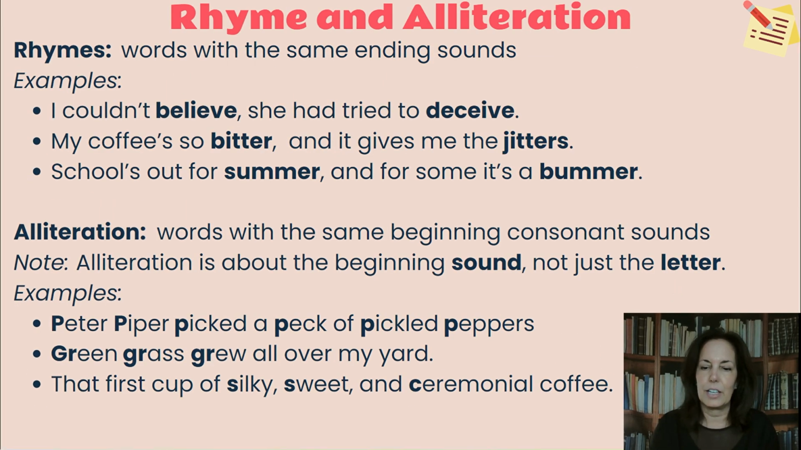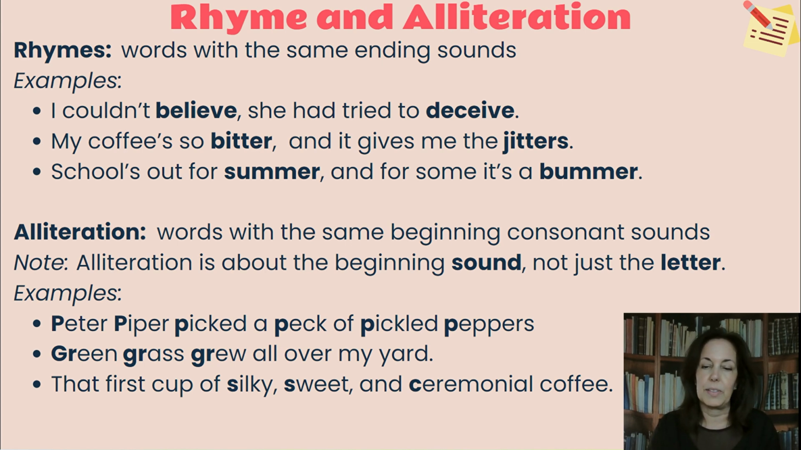Rhyme and alliteration. Rhymes. You probably know this one. Words with the same ending sounds. Examples: I couldn't believe she had tried to deceive. My coffee's so bitter and it gives me the jitters. School's out for summer, and for some, it's a bummer.